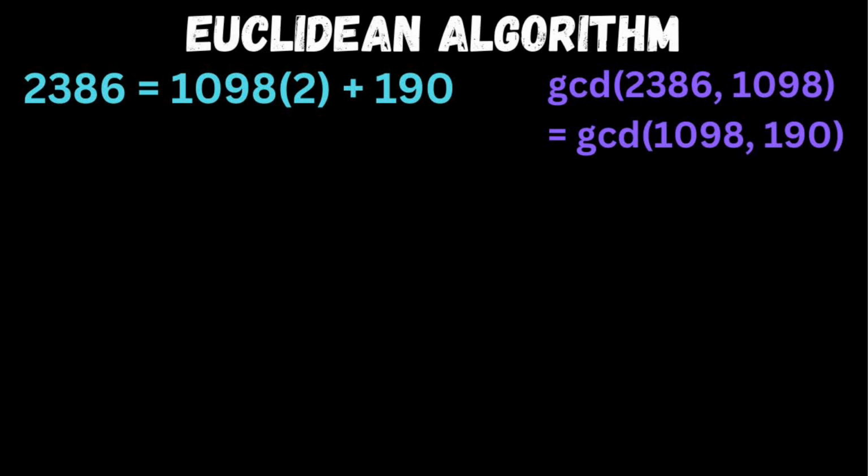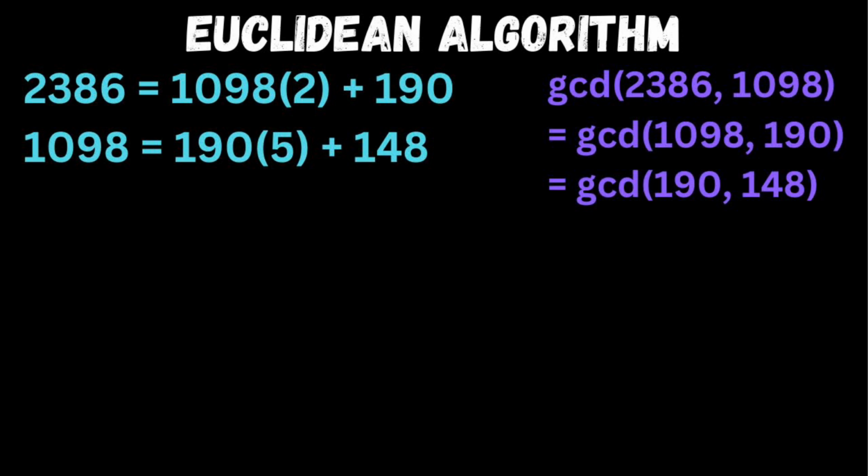Back to the original example. 2386 can be written as 1098 times 2 with remainder 190. GCD with remainders tells us that the GCD of 2386 and 1098 is equal to the GCD of 1098 and 190. This is a great start, but we can still make it simpler. 1098 becomes our new a value and we keep going. 190 fits into 1098 5 times, and the remainder is 148. That tells us that the GCD of 1098 and 190 is equal to the GCD of 190 and 148. You can really see how numbers are getting smaller and smaller.